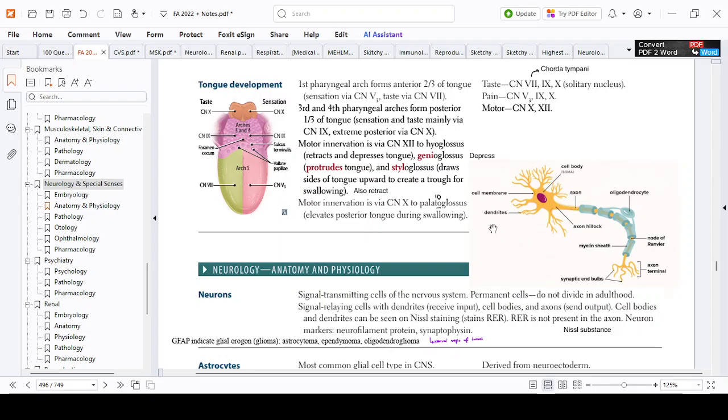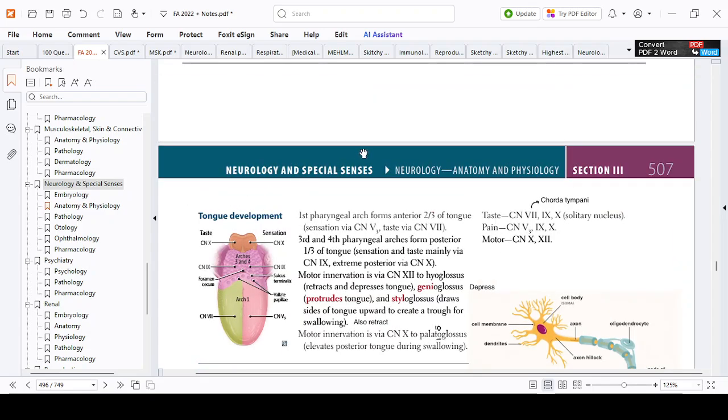All right, so this was about the embryology of the CNS. Now we will be moving towards the anatomy and pathophysiology.